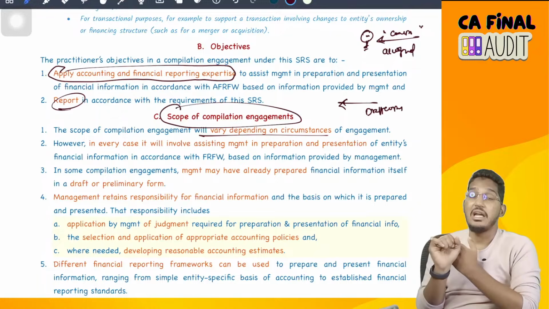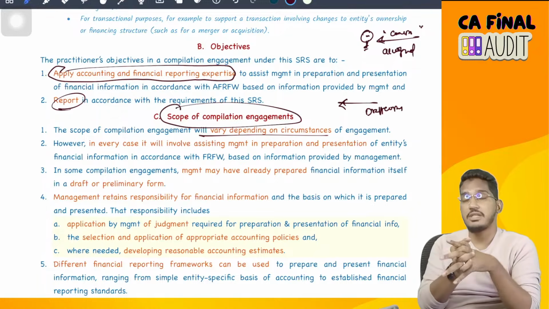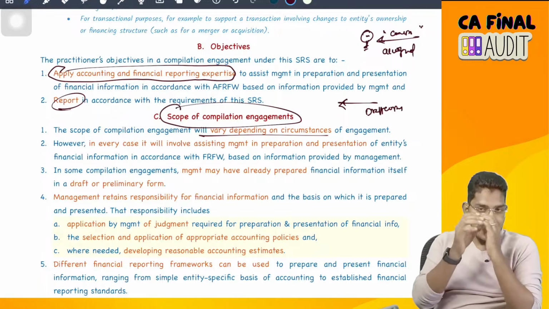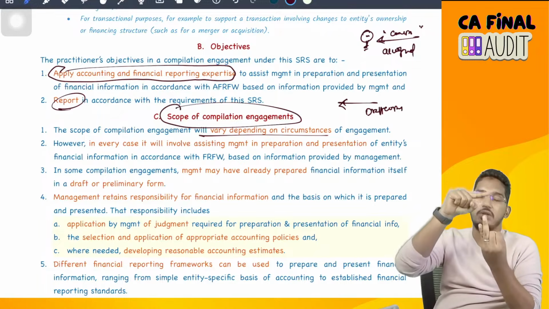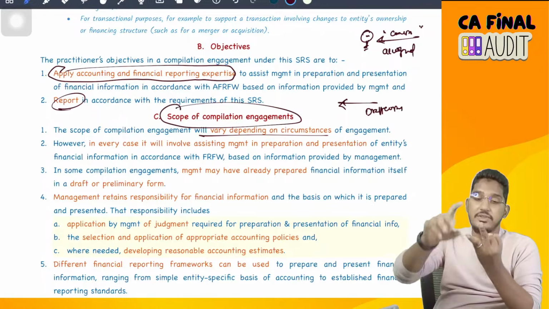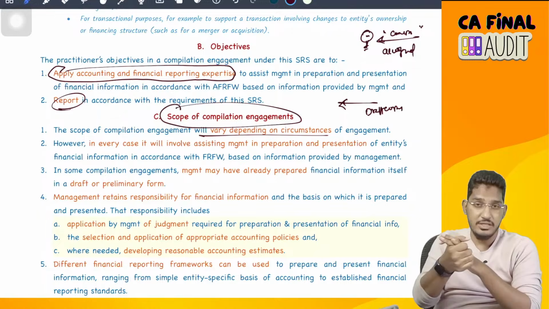The ultimate responsibility for determining which accounting policy will be appropriate for them, it will be whose responsibility? Management only. Once the financial statements are compiled, who will be responsible for that information in the financial statements? Once again, the management. So management only will take ultimate responsibility for the information provided. Management only has responsibility for making judgments. Management only has responsibility for determining the appropriateness of accounting policies.